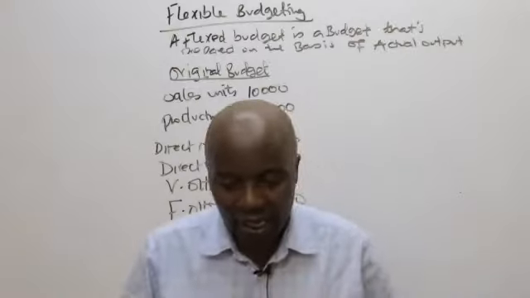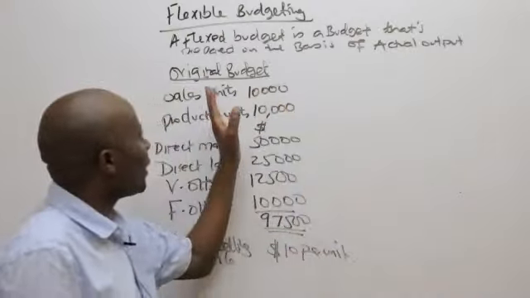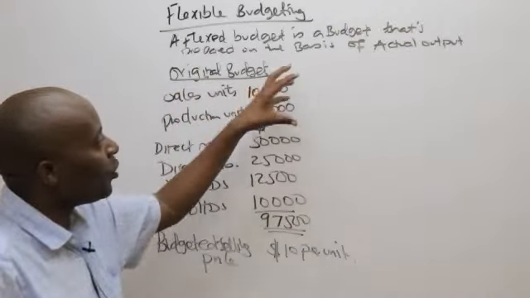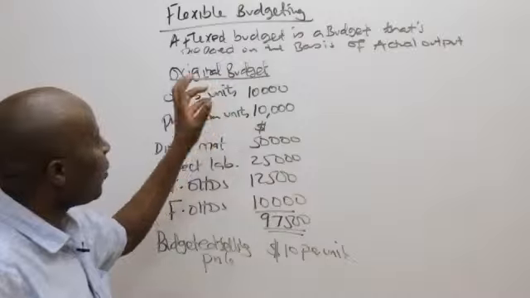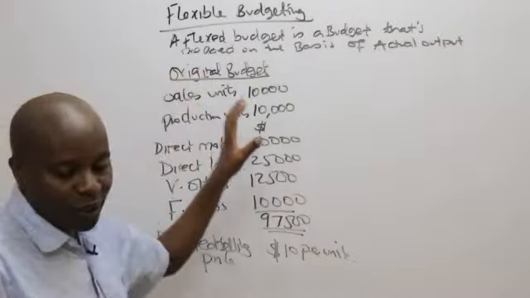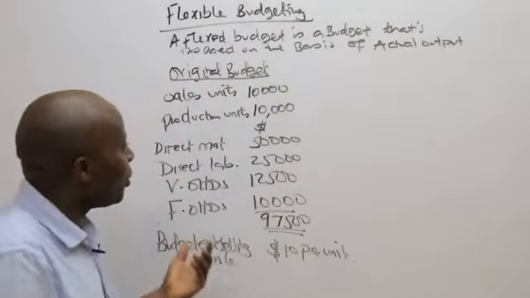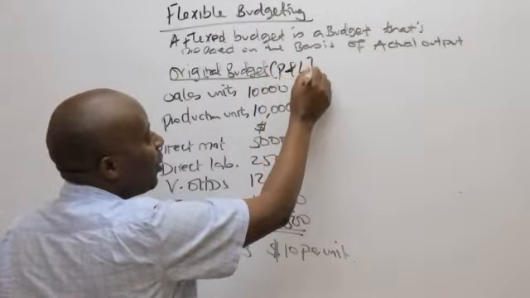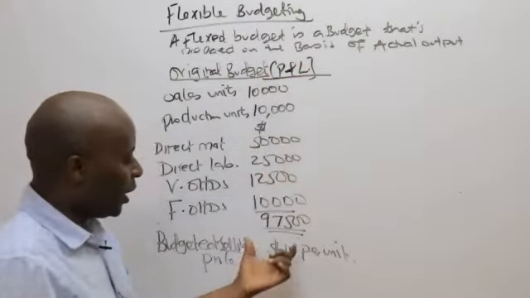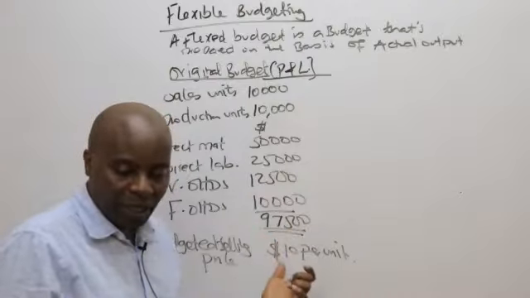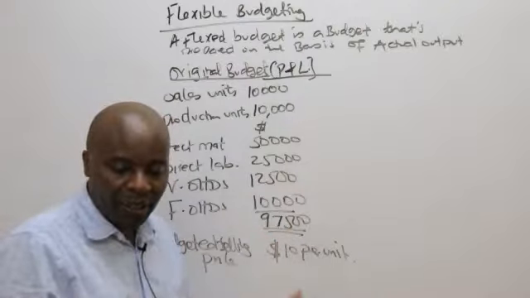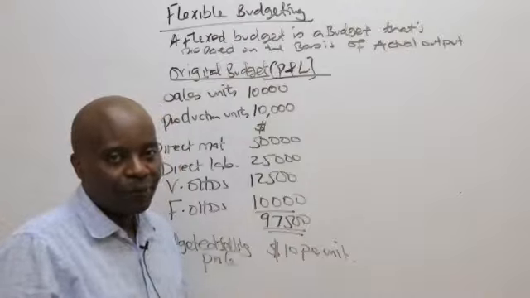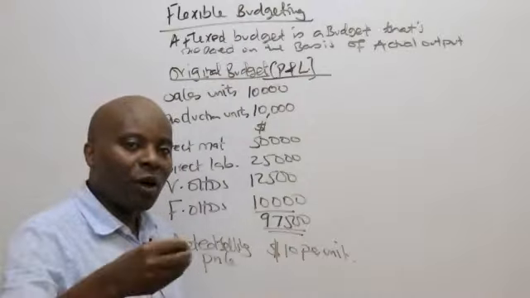Now here we are. When you give me this kind of budgetary information and you want me to flex your budget, the first thing that I will do is to prepare the original budget. This original budget is basically a profit and loss account, where we need to tell the examiner whether we have a profit or a loss.